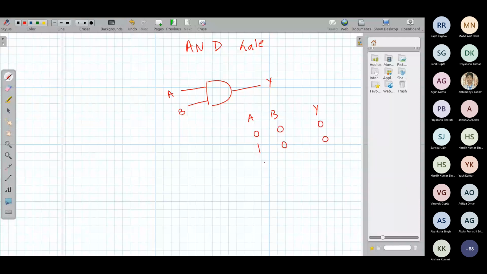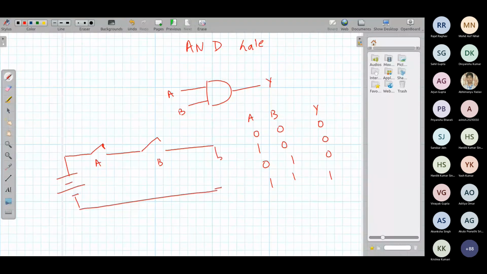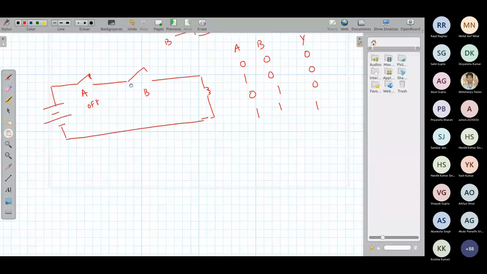0 0 gives 0, 0 1 gives 0, 1 0 gives 0. If both are 1, then the output is 1. This is the working principle of an AND gate. This is switch A, this is switch B. Let me connect it to a battery here, and this is the output, an LED bulb here. Unless you switch on both the switches, there is no output, right? How do you make this circuit? This is the principle.